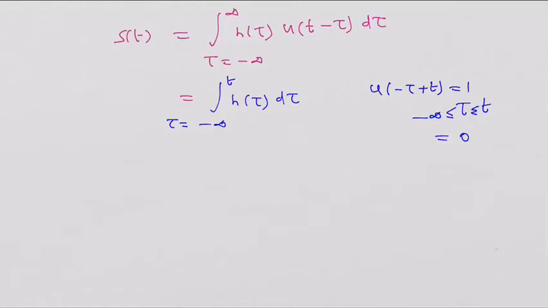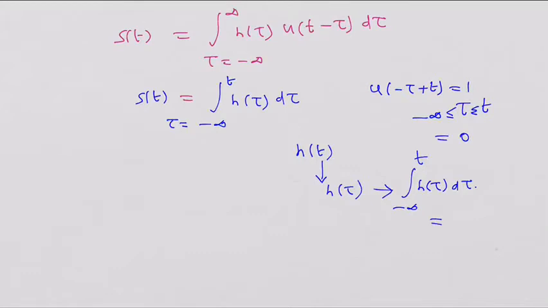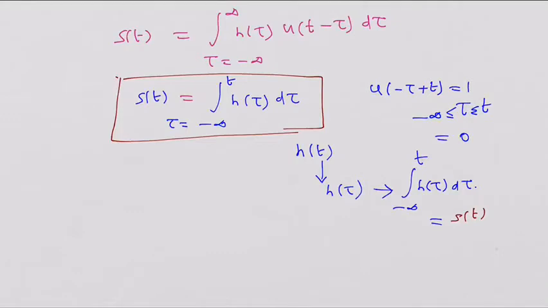If you know the impulse response of a system, h of t, then it is possible for you to obtain h of tau, change the time index, and then integrate it from minus infinity to t, h of tau into d tau. That gives me the step response. What is that step response? It is denoted as S of t. So it's an important formula: step response, if you know the impulse response.